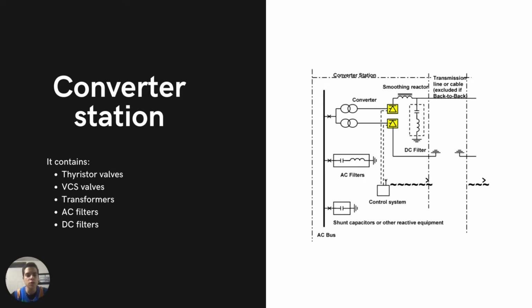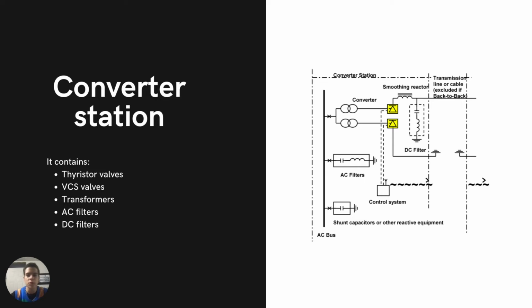For the converter station, we can see it here on the right part of the slide. It contains multiple elements. We have the thyristor valves that I was telling you about before, the ones created by putting multiple thyristors in series. Also, we have the voltage source converters that I was also telling you about before. They are the ones built with semiconductors with the ability to turn on and off.